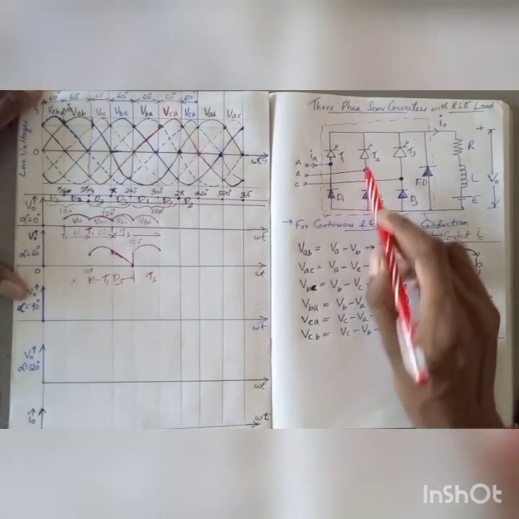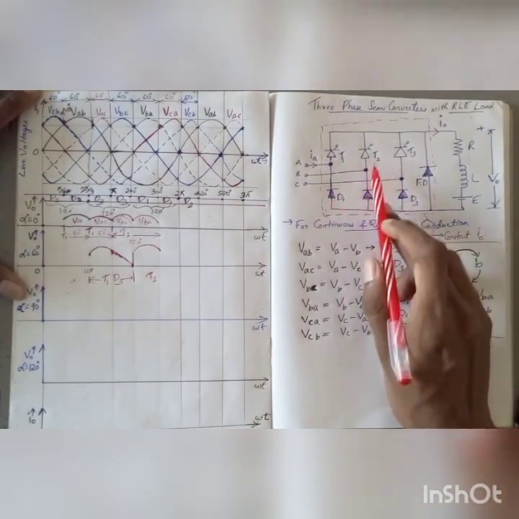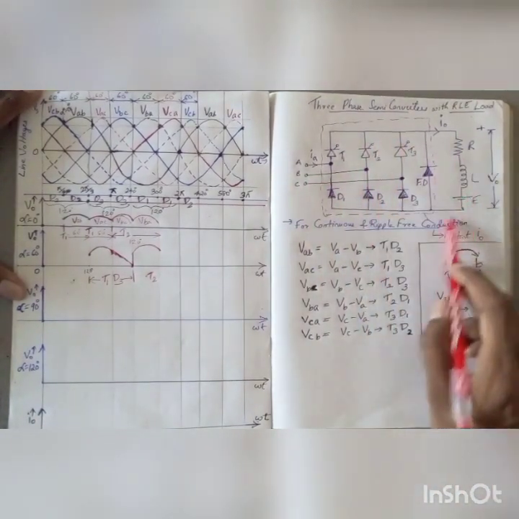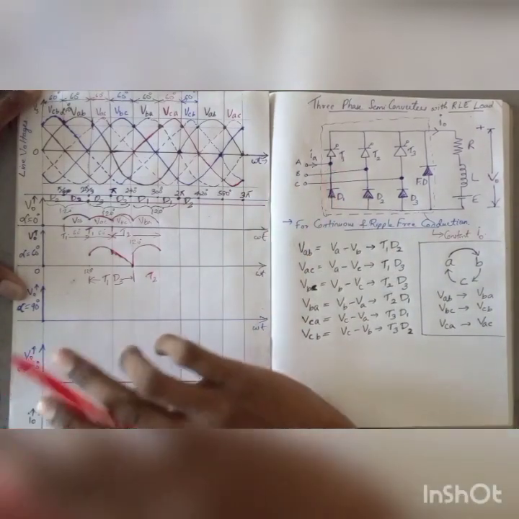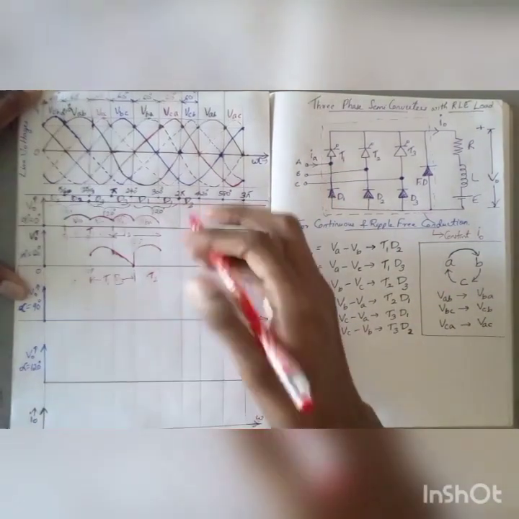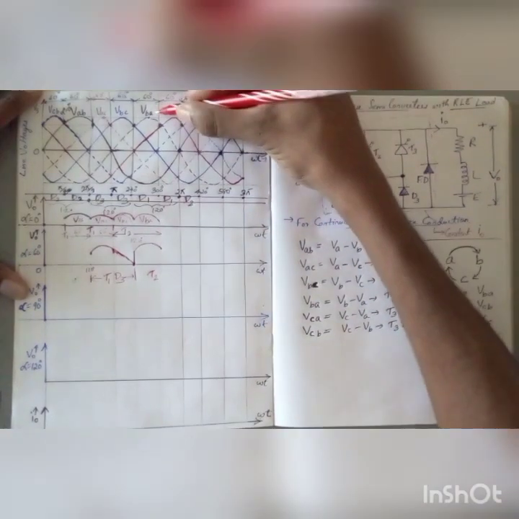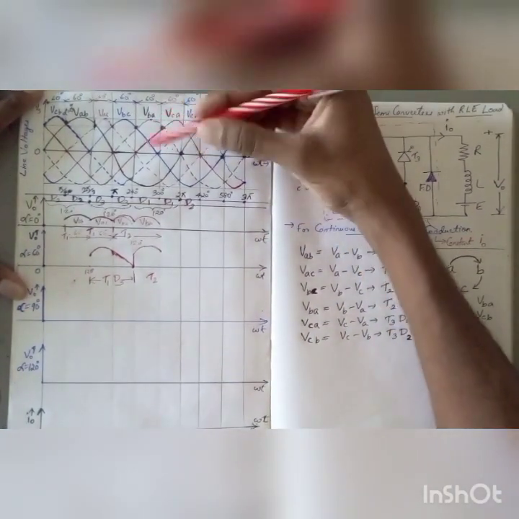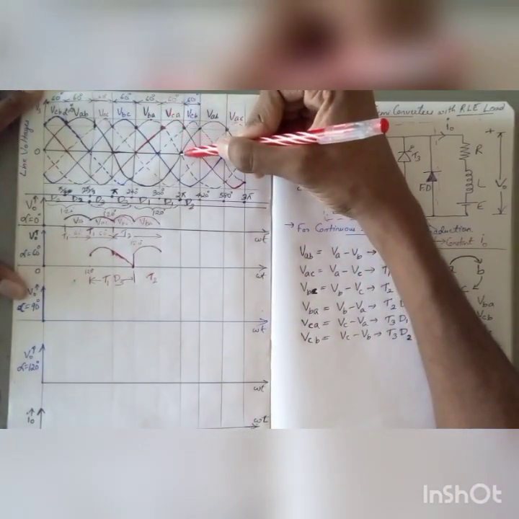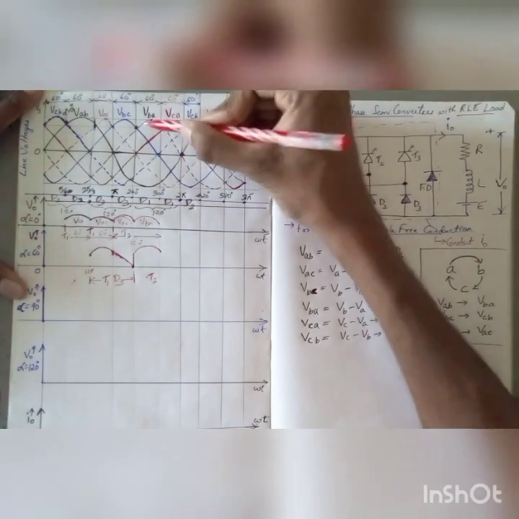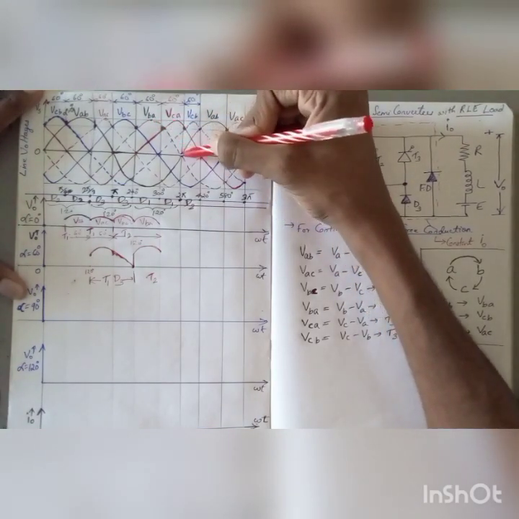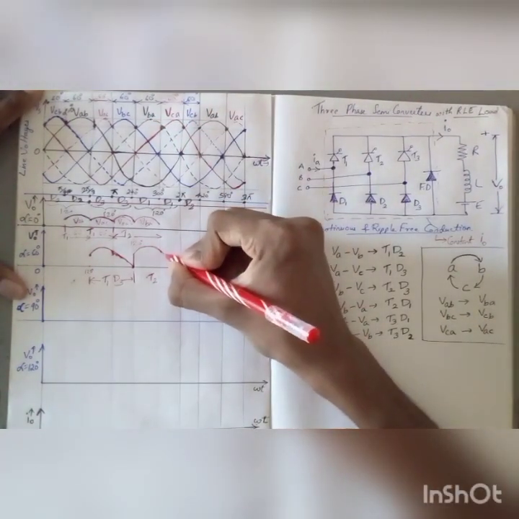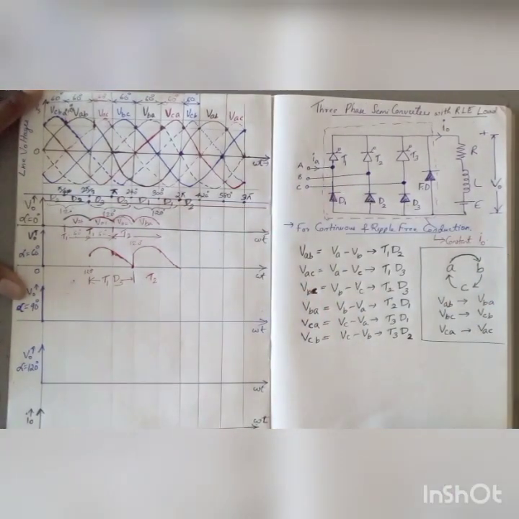Okay, T2 D1 is in conduction. So VBA will be the voltage appearing across my V0. What is the waveform of VBA from 240 to 360 degree? VBA is this one. So VBA is plotted. Hope it is clear for you.